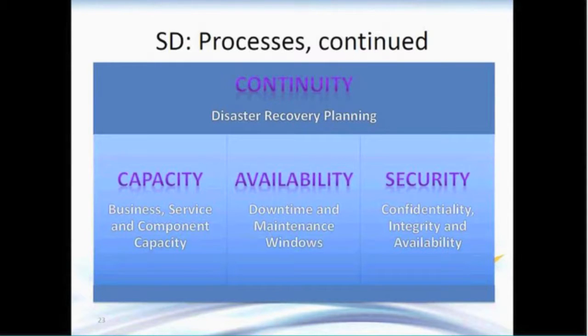These 3, capacity, availability, and security, all underpin continuity. Continuity is how we recover if our systems go down. So it's not just the daily monitoring, but continuity is related more closely to disaster recovery planning. So IT continuity needs to be part of an overall business continuity plan.